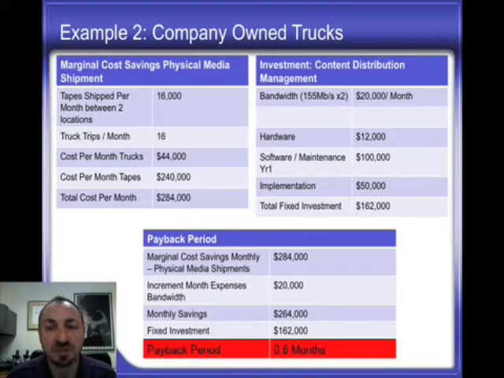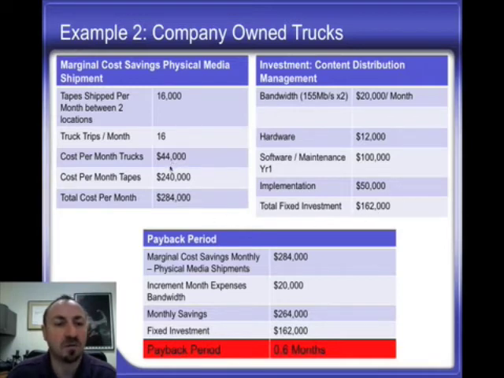So they bought two OC3s in the two facilities for about $20K per month. Excuse me, that's a total of $20K across the two of them. About $12,000 in hardware, pretty beefy servers. About $100K in software, about $50K to implement. So about $162,000 incremental fixed investment over the $20K per month.